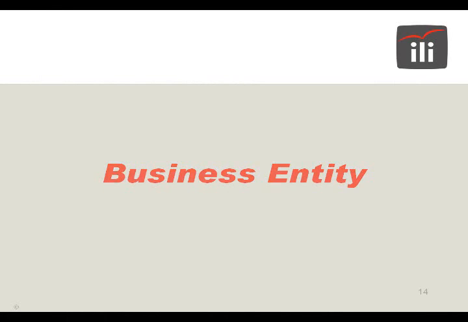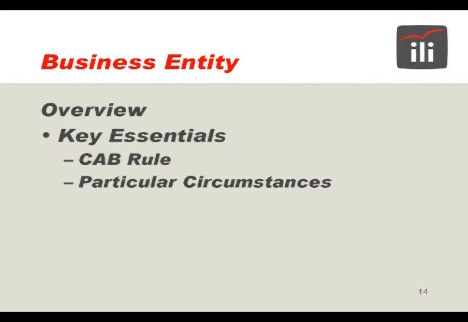This is the second step, and that's understanding the business entity. There are some key elements here that we're going to be covering: the CAB rule and the unique circumstance. As in any situation, you've got about 30 seconds to establish rapport, especially with the business client. So you need to walk and talk like you know what you're talking about.